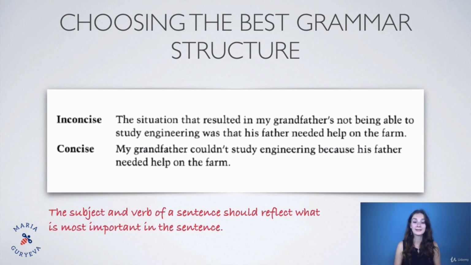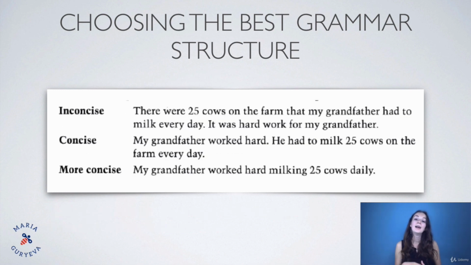So the rule here is the subject and verb of a sentence should reflect what is most important in the sentence. If here the most important things are my grandfather not being able to study engineering because of the work, this is what should be in the positions of the subject and the verb, not "the situation, which was that," okay? Next, let's talk about another example of the grammar structure, the inconcise sentence.